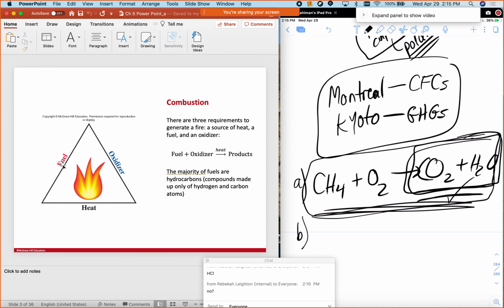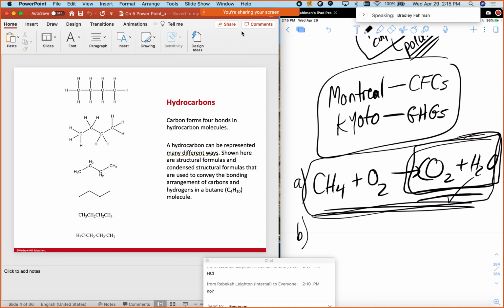Yeah, I guess the three sides of the triangle, so you need a fuel, oxidizer, and heat. So what you need for combustion would be something I could ask. What hydrocarbons are, and again, in the previous chapter, you've already named these. I'm not going to ask about these different representations, really, but yeah, you should know what a hydrocarbon is.